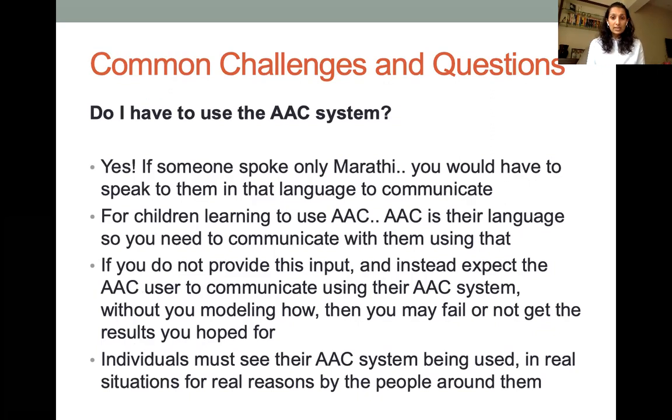If you don't provide this input and expect them to use the AAC system, it's going to fail, right? Because they won't know how to. And they have to see the system being used for them to believe that it's working, and it's motivating for them to see it being used.